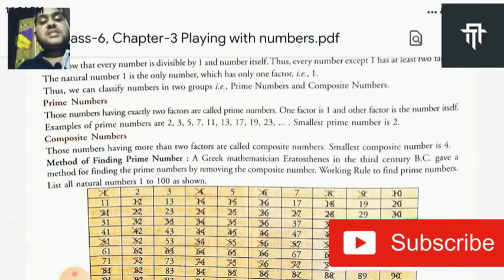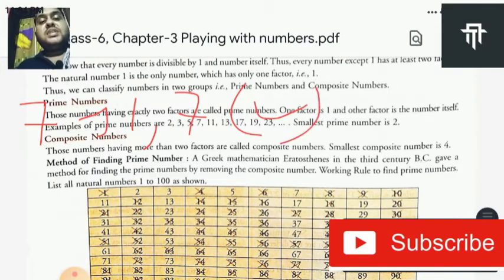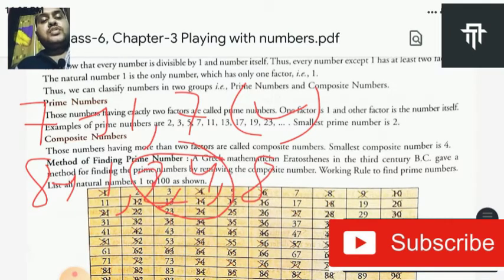Then we have the next number, which is 7. 7 is divisible by 1 and 7. So it is a prime number. Then we have 8. It is divisible by 1, 2, 4 and 8. So it is also divisible by more numbers. So it is a composite number. It is not a prime number.